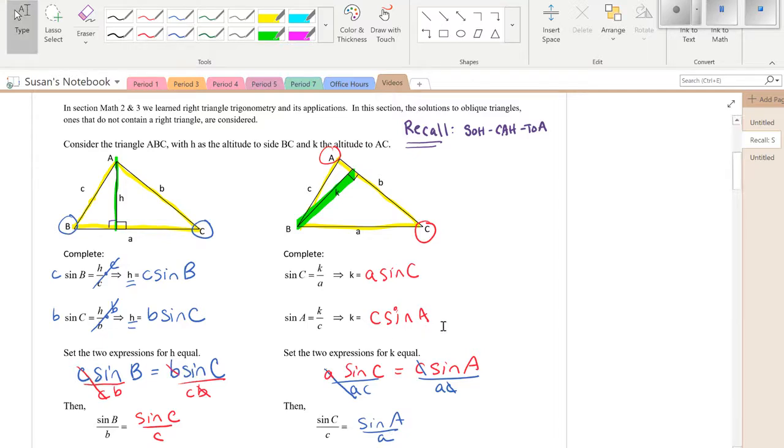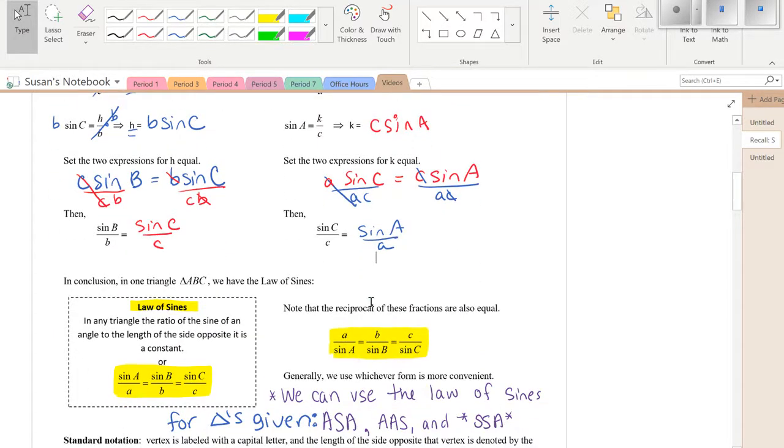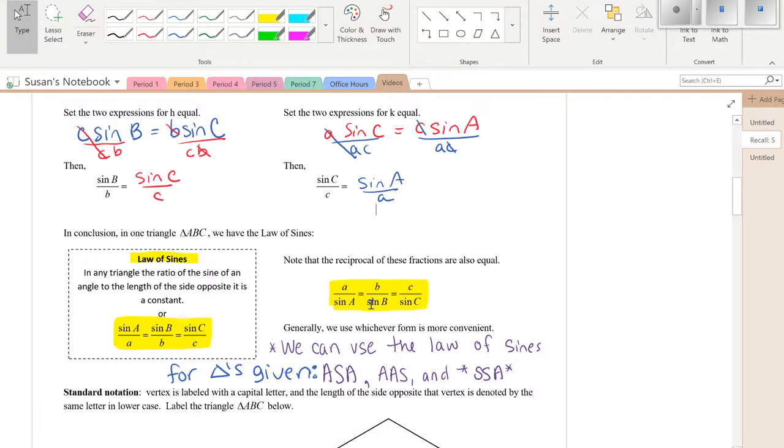The law of sines is nice because, notice then that as long as we have some specific measurements, we can do this without having to have a right triangle. We can just use sines. So in conclusion, in any triangle ABC, we have the law of sines.